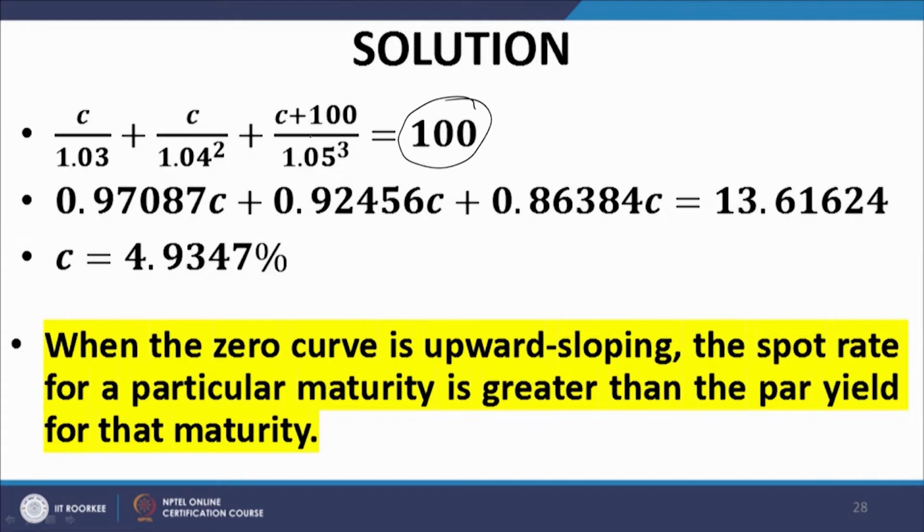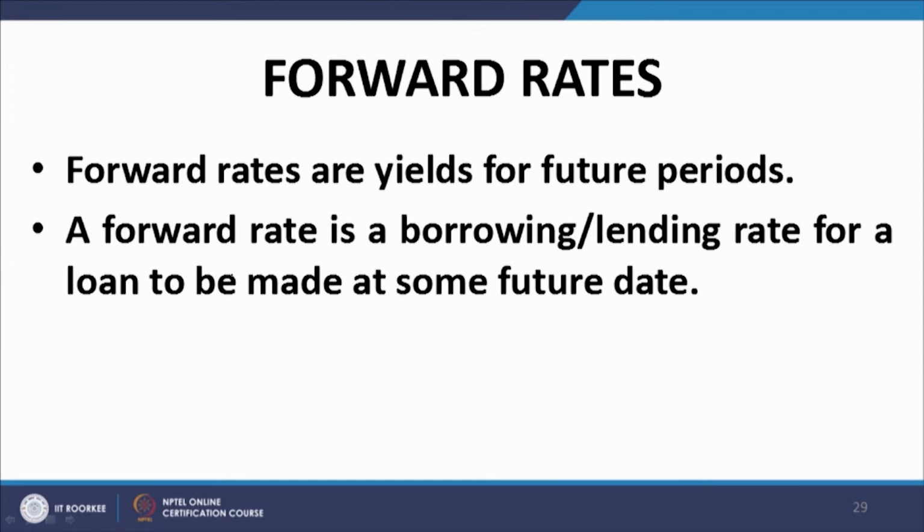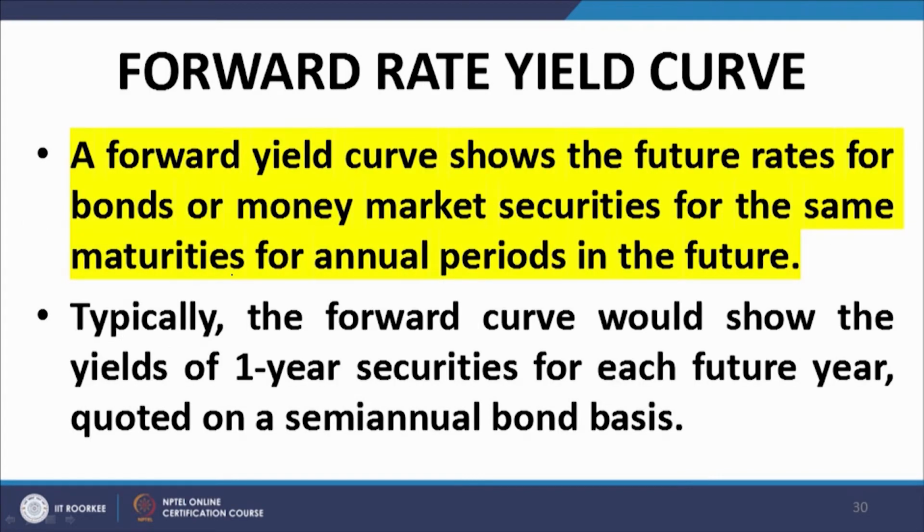The spot rate for a given maturity, for example the 3-year spot rate, is 5%, and this is greater than the par yield for that maturity, which is 4.9347%. So, given an upward sloping yield curve, the spot rate for a given maturity exceeds the par yield corresponding to that maturity. Forward rates I have discussed in a lot of detail earlier, so I will not spend time on it. Forward rate yield curve.